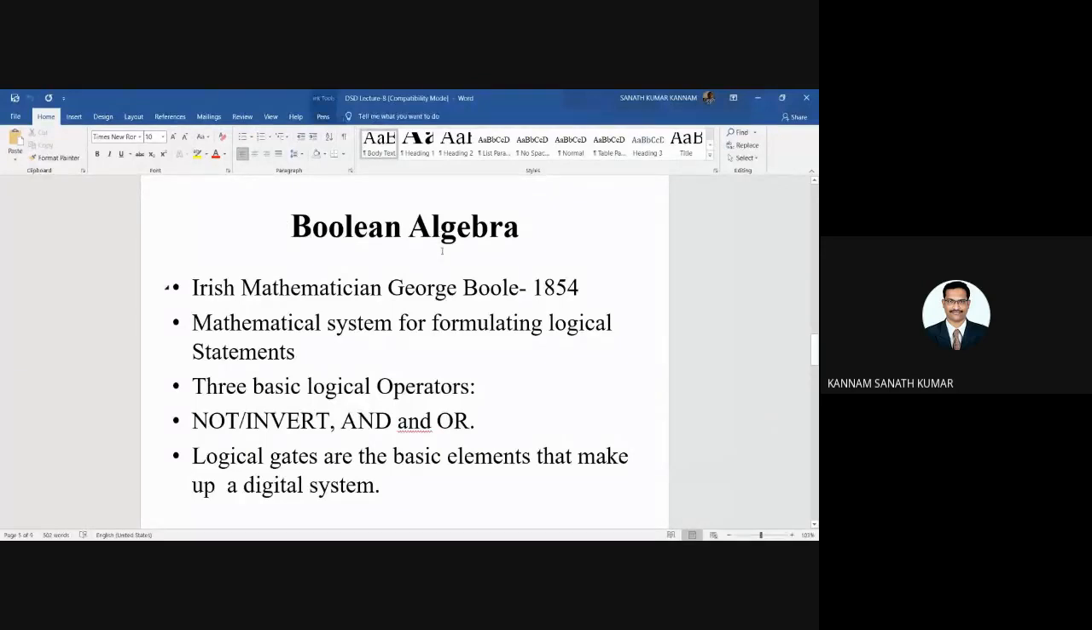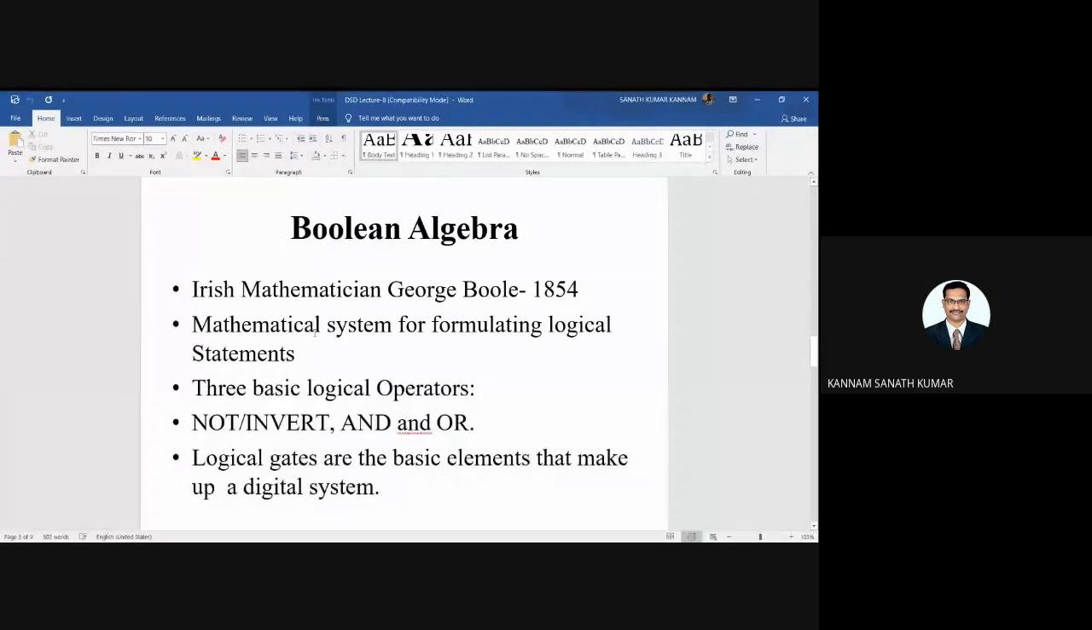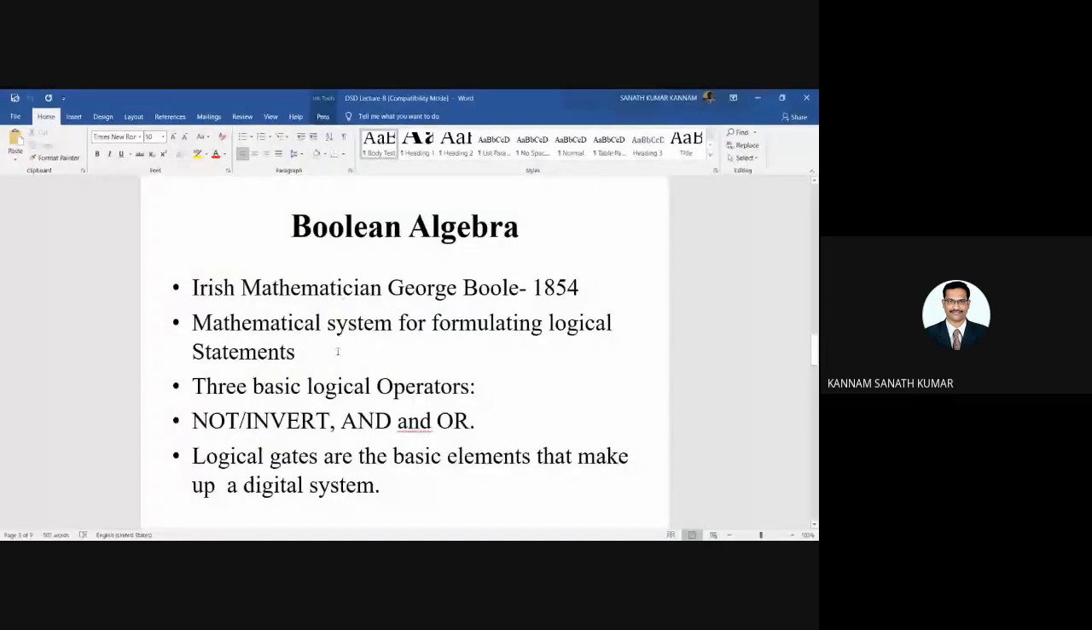This Boolean algebra was given by the Irish mathematician George Boole in 1854. It is a mathematical system for formulating logical statements. For the calculation of these logical statements, we use Boolean algebra.